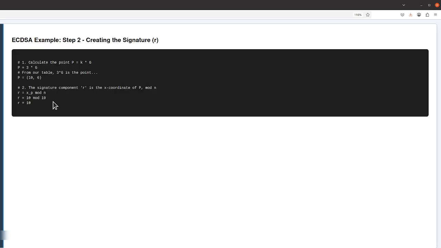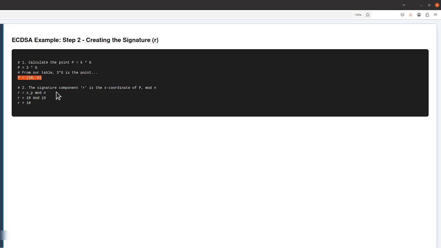ECDSA example. Step 2. Creating the signature r. The signature has two parts, r and s. The first part, r, is derived from our random nonce, k. Alice takes the generator point G and multiplies it by her nonce k. In our case, this is 3 times G. Looking at our table, we see that 3 times G is the point (10,6).